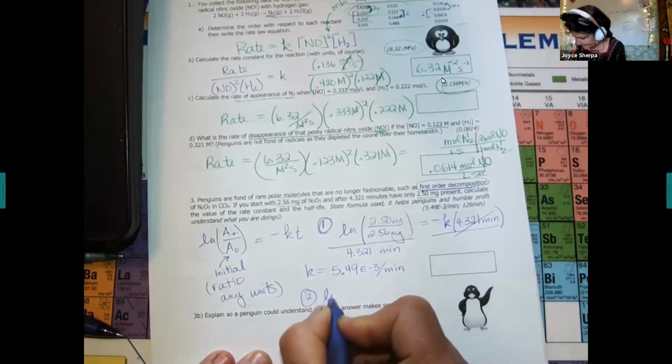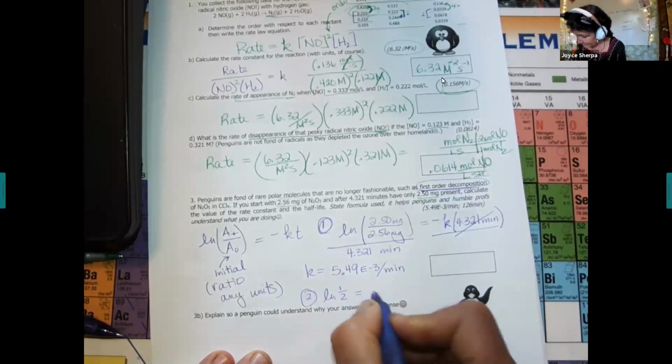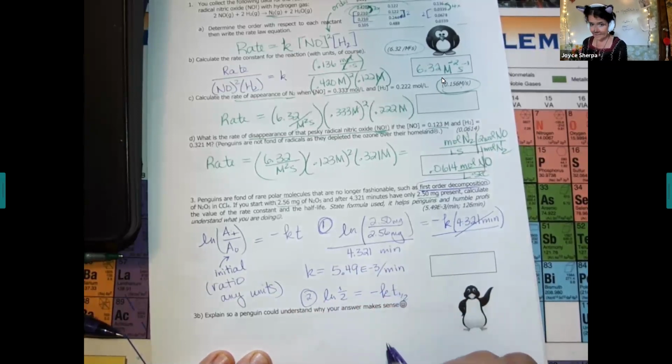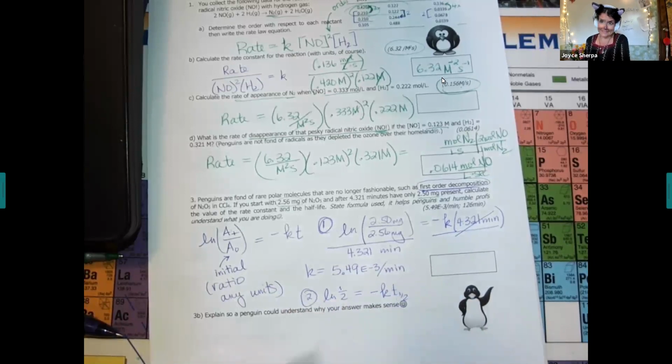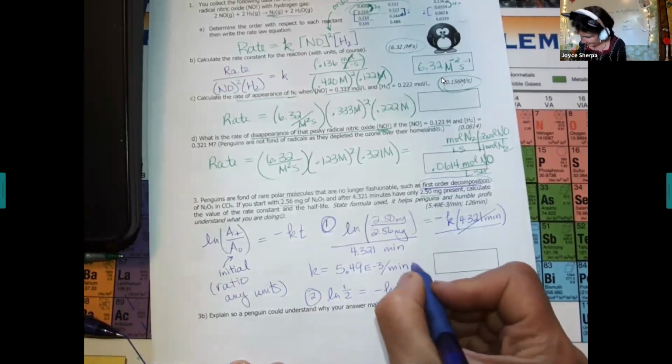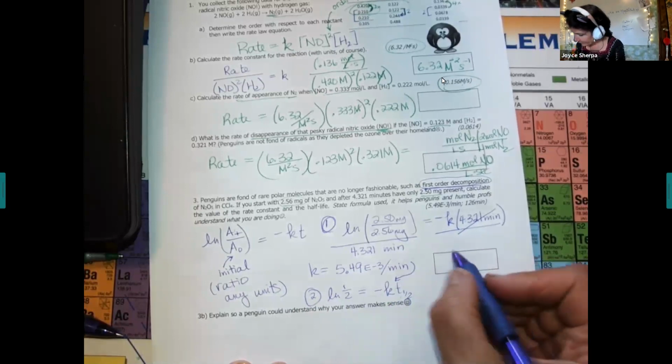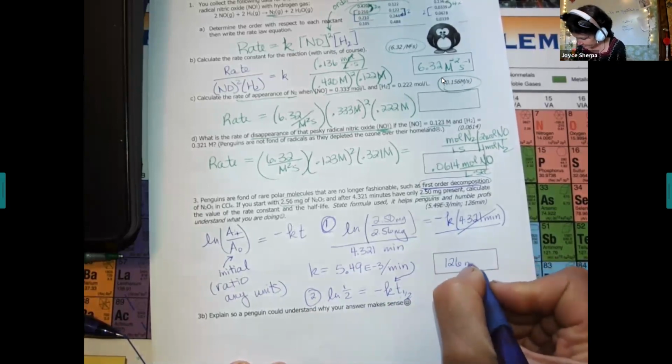And then our second step is the natural log of 1/2 equals negative k t1/2. And again, that's the symbol for half-life. It's just a t with a 1/2 there. It's saying how long for half of it to decay. So you just plug the k in, take natural log of 1/2 divided by that negative k value, and we get 126 minutes.